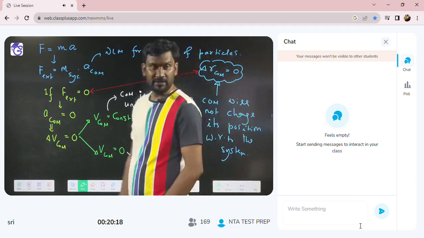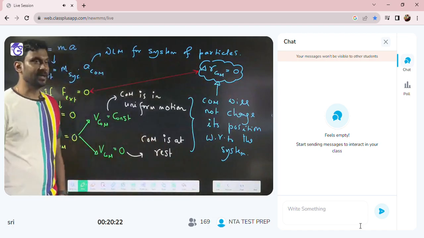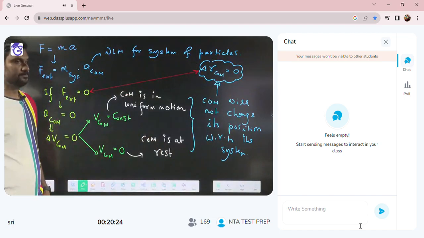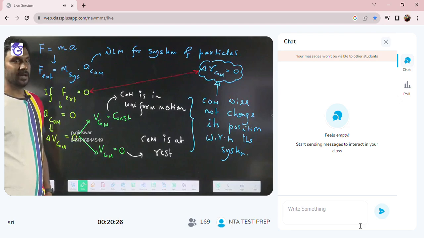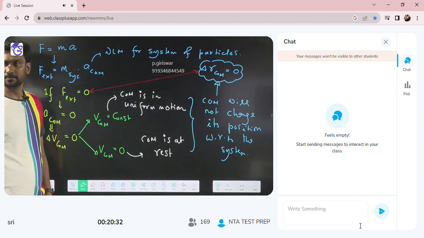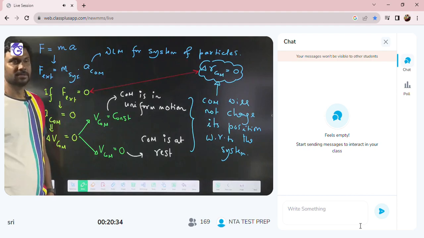No, they will not hamper. They will not hamper. Yes, Manas. Internal forces will not hamper the motion. Is it clear, boys and girls? Respond first. Right? Yeah. Good.